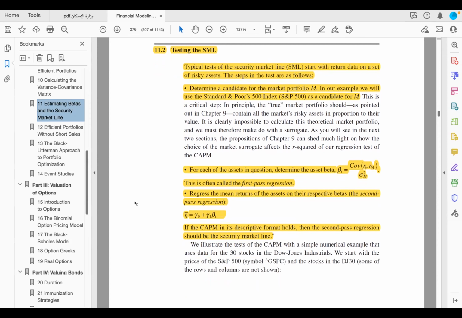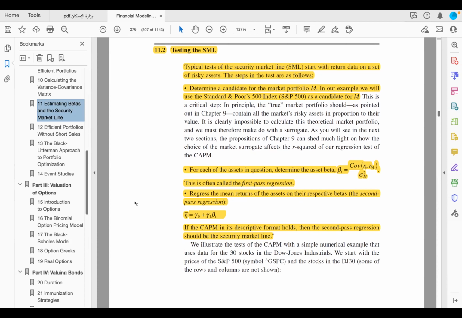It's what you call the first pass regression. So first, you have to define or identify a market portfolio or a proxy for a market portfolio. Second step, you have to determine the beta using the SML for each individual stock. Then you have to regress the mean returns of the assets. So please pay attention here to this particular point. There is a slight difference between step number 2 and step number 3.